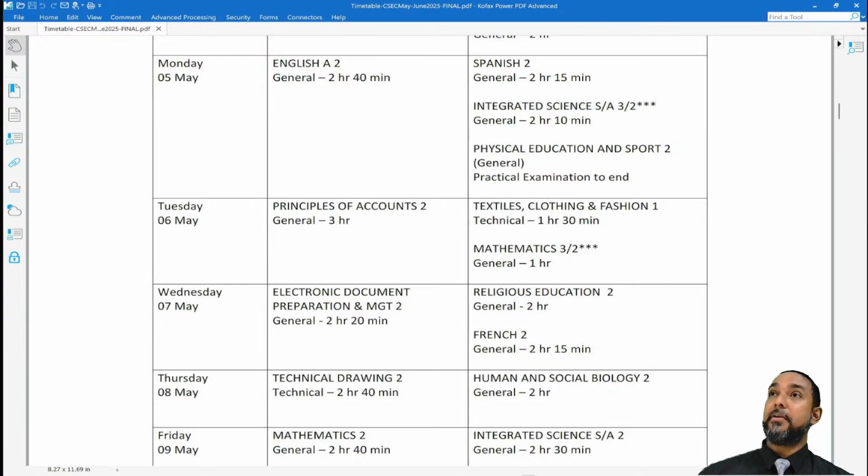Well, it's on the last paper. You mean the multiple choice? Oh, well, it's multiple choice. Yeah, why not? It's multiple choice.